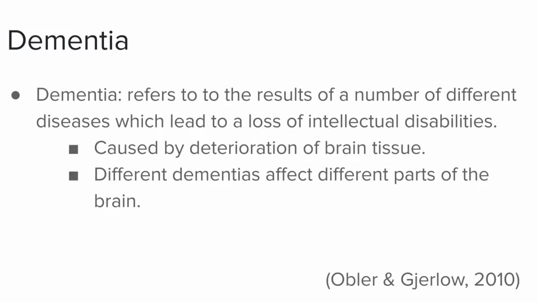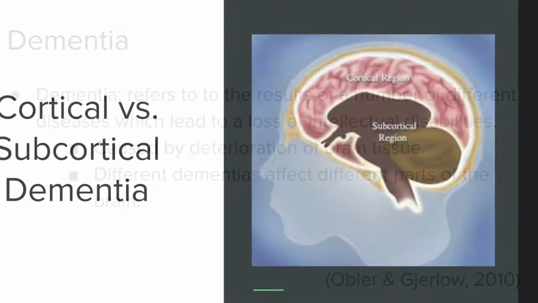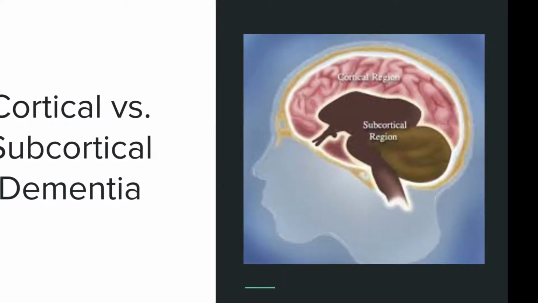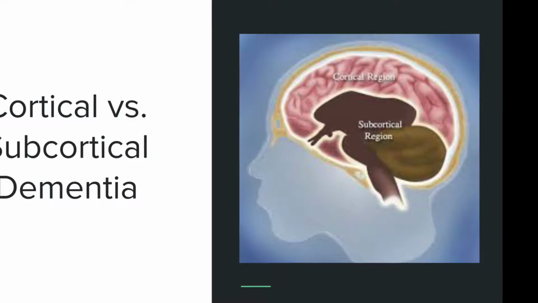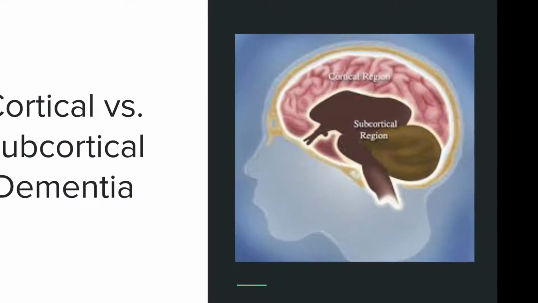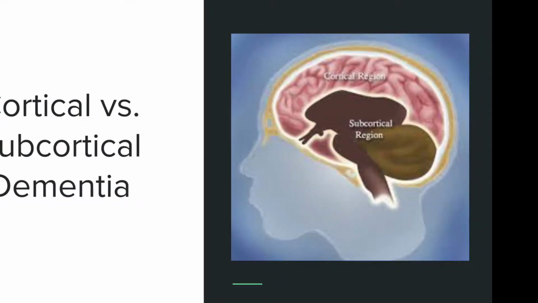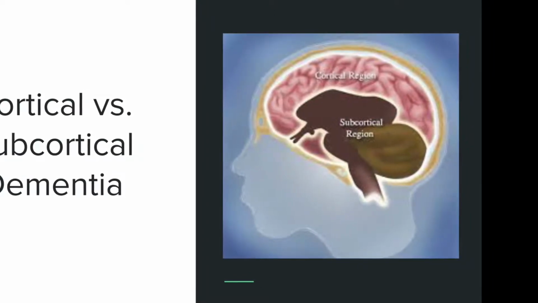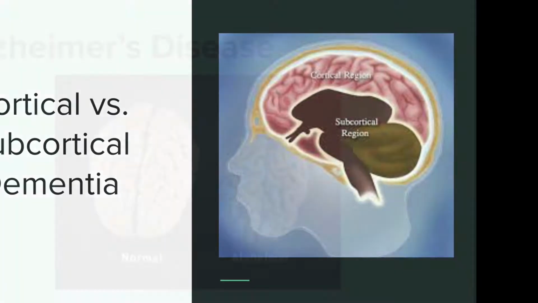Dementias do not cause damage in specific focal sites the same way that aphasias do. Rather, they appear as a more generalized atrophy of brain tissue. So we're going to start out by speaking about cortical versus subcortical dementia. Cortical dementias are caused by damage to the cerebral cortex, or the outer part of the brain, as you can see in this picture, and subcortical dementias result from damage to the subcortical structures of the brain.